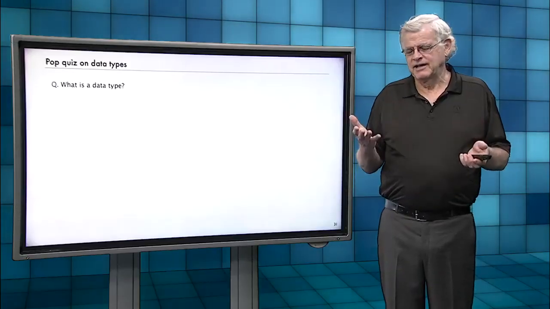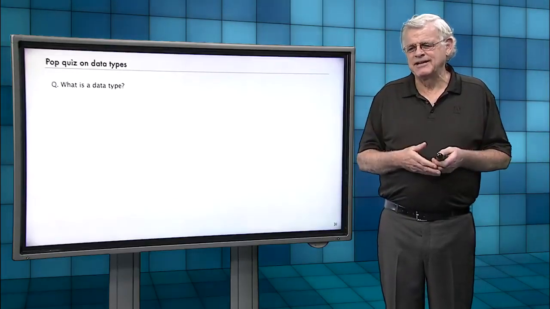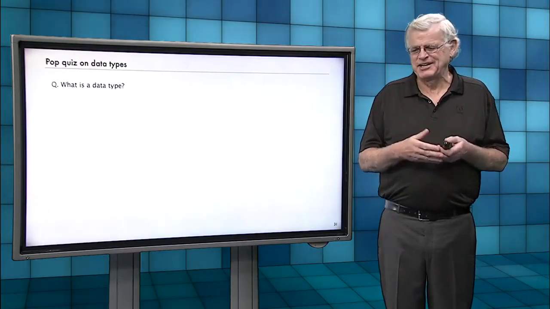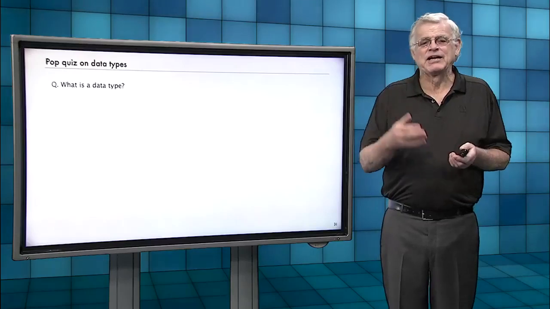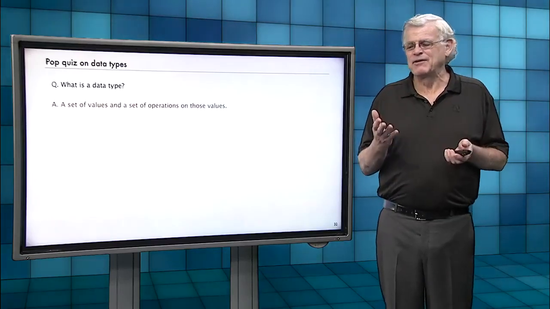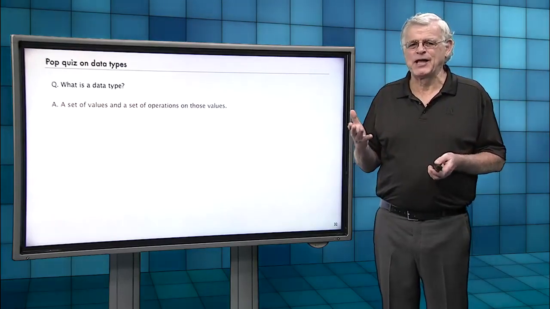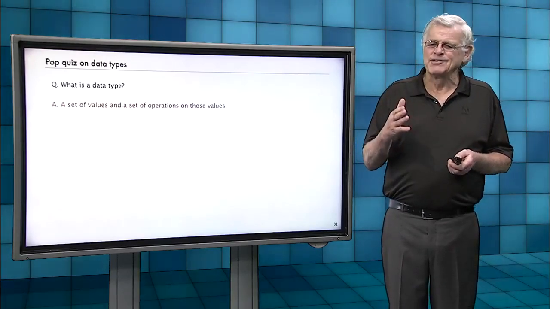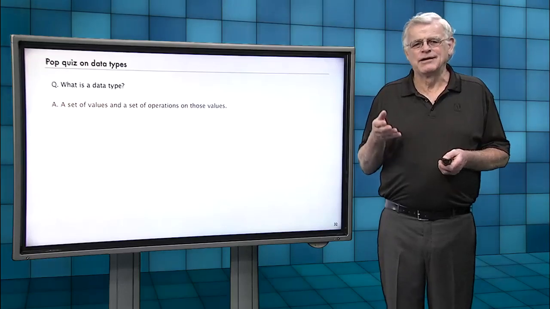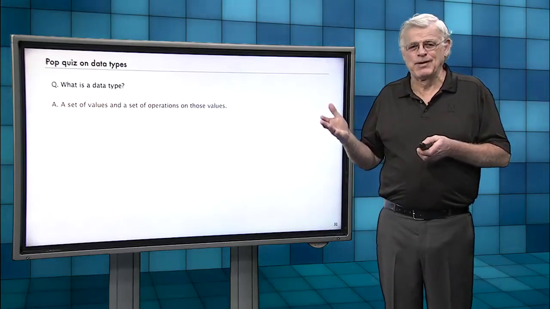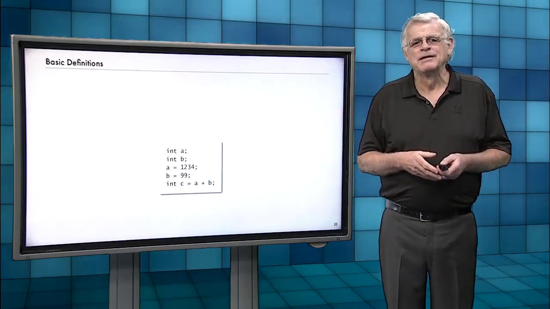So everyone has to know the answer to this question on any exam that I write. What is a data type? It's a set of values and a set of operations on those values. If you really internalize and understand this definition, you go a lot further in programming than if you don't.